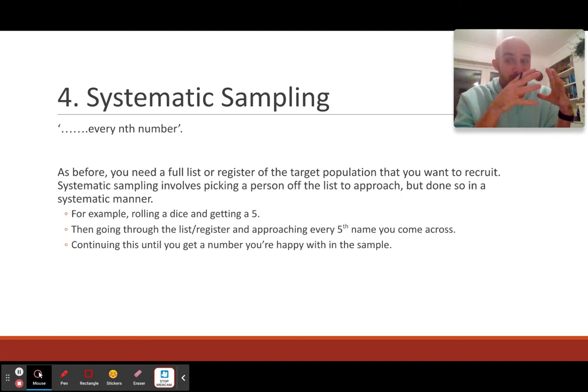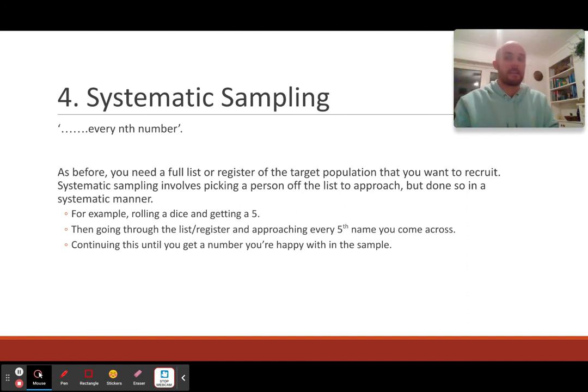As before, you still need a full register of everyone you want to recruit. But this time, you have all the names in the hat, for example. This time, you're going to pick systematically. So instead of picking every one out and going this one, this one, this one, you're going to do it every fifth time. So it's every nth number. Systematic is every nth number.